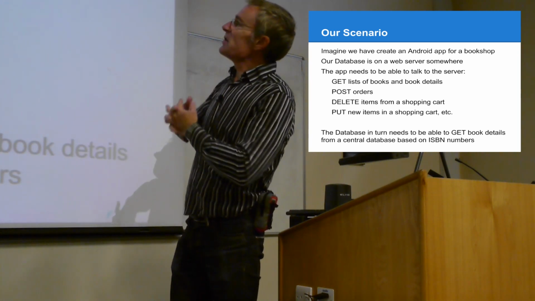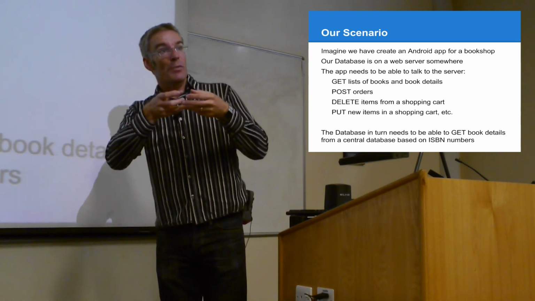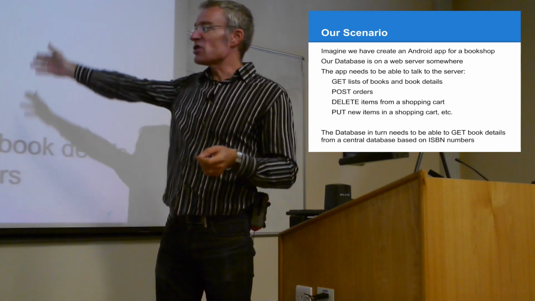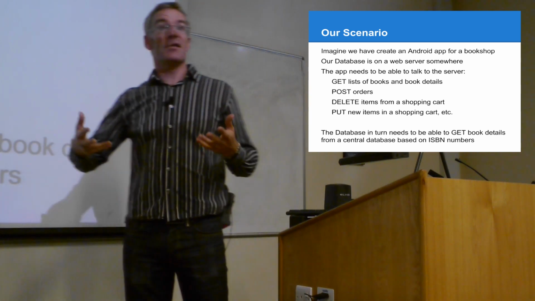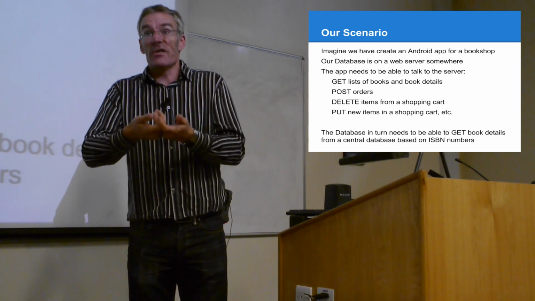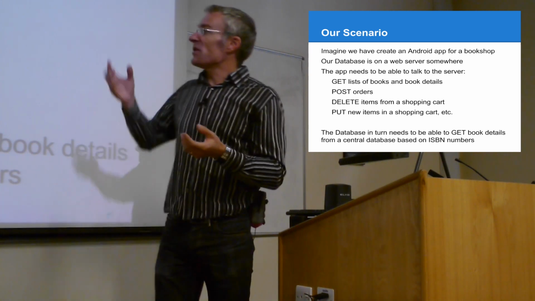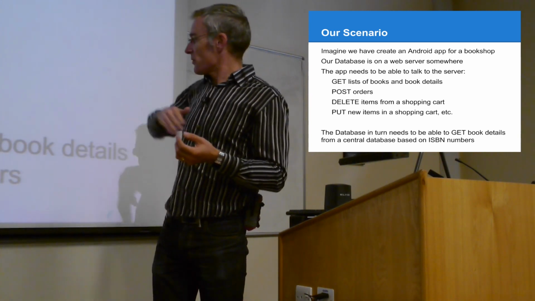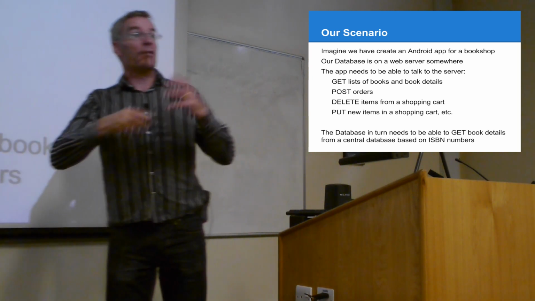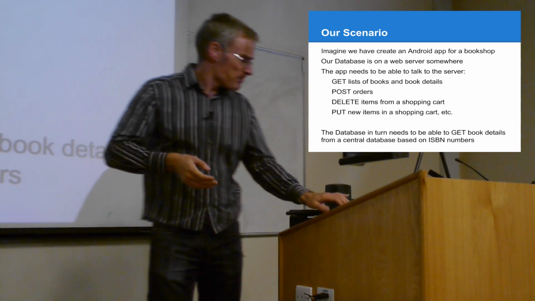So, quick scenario. We've got an Android app for a bookshop and we want to browse books that are in the bookshop. We need to be able to get lists of books, don't we? We need to be able to post orders, delete items from the shopping cart, put new items in the shopping cart and so on and so forth. Next week we're going to talk about how you design a web service, not how you build it, how you design an effective web service. But this is an example of the sort of thought process you might go through. And of course, once you've got all these defined, you can then build your code to talk to the database on the server and retrieve, post, delete data from the database.